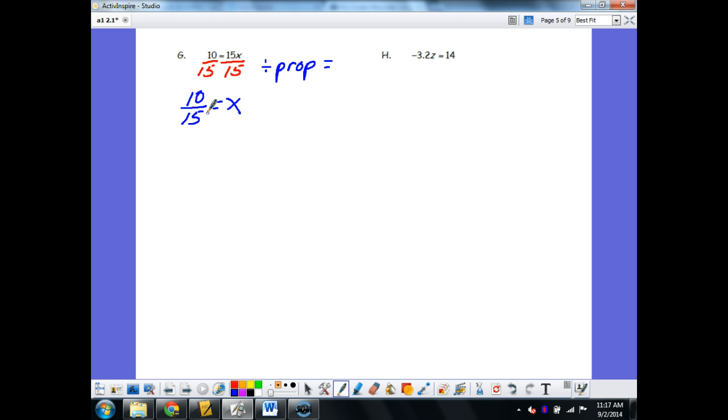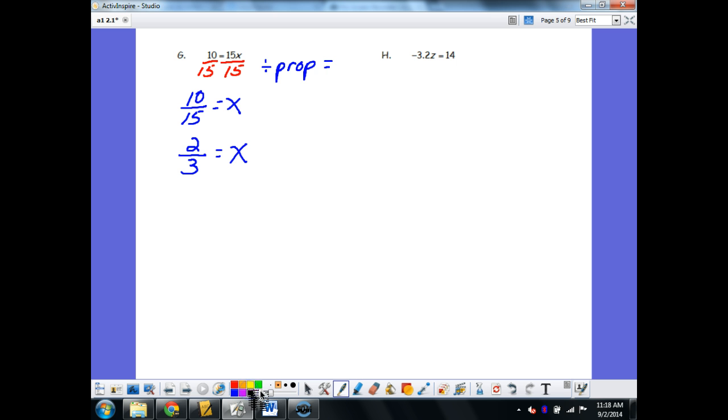If we have 10/15ths, now we see if we can simplify that fraction. And 10 and 15 both have a common factor of 5. So we're going to divide both of those by 5. 5 goes into 10 twice. 5 goes into 15 3 times. So that's equal to x.